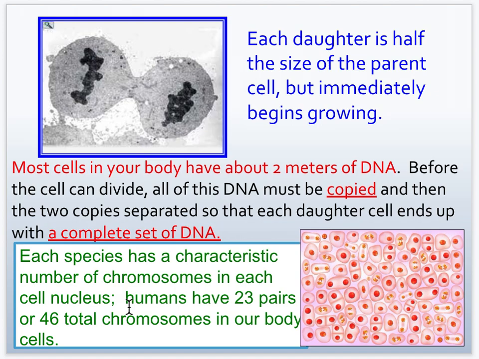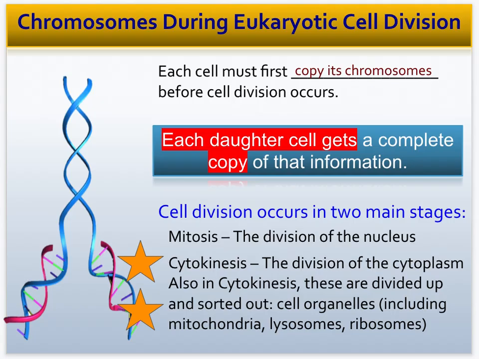So humans have 46 total chromosomes, and they're in pairs, so it's 23 pairs of chromosomes. Now, in our sex cells, they're not in pairs because the egg gets paired with the sperm. So specifically, just in our sex cells, there's 23 individual chromosomes, but we'll talk about that later on.